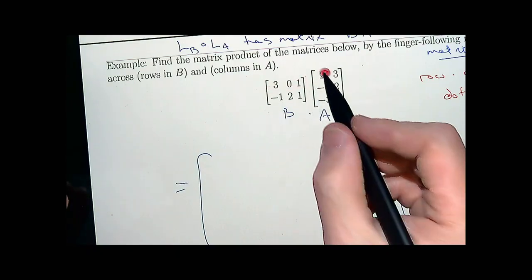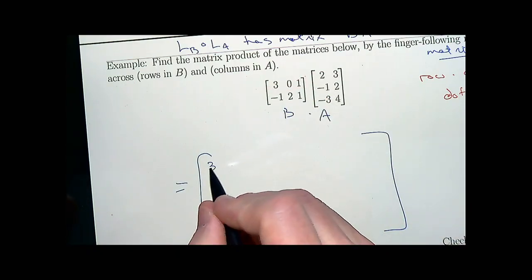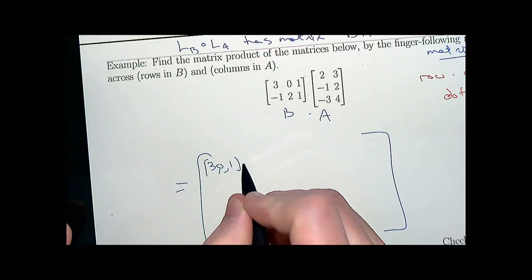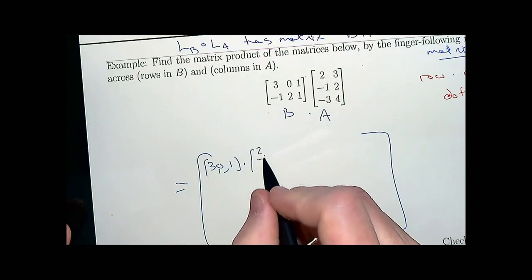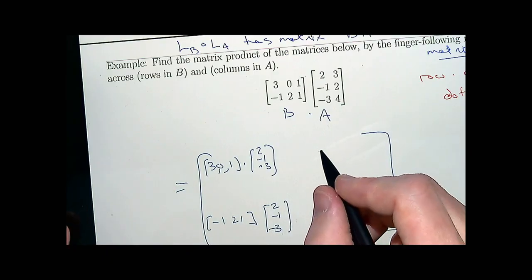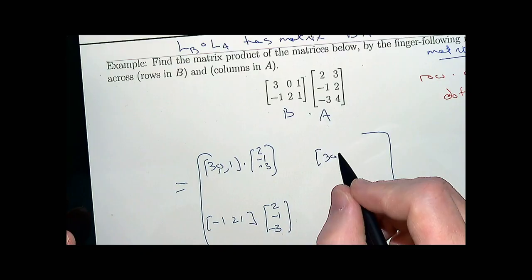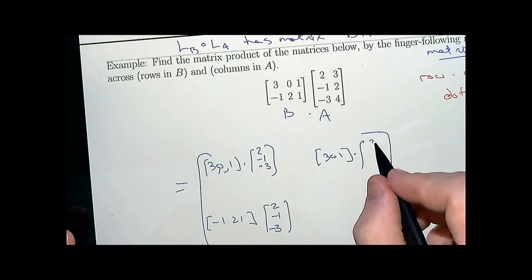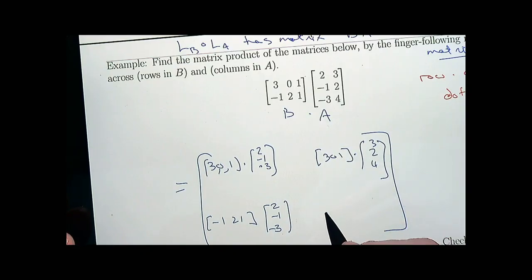We took 3, 0, 1 dotted with 2, negative 1, negative 3. And then we did the second row, negative 1, 2, 1, and dotted it with 2, negative 1, negative 3. And then for the other ones, we took the same row, 3, 0, 1, and dotted that with the second column, 3, 2, negative 4. Then negative 1, 2, 1 with 3, 2, negative 4.